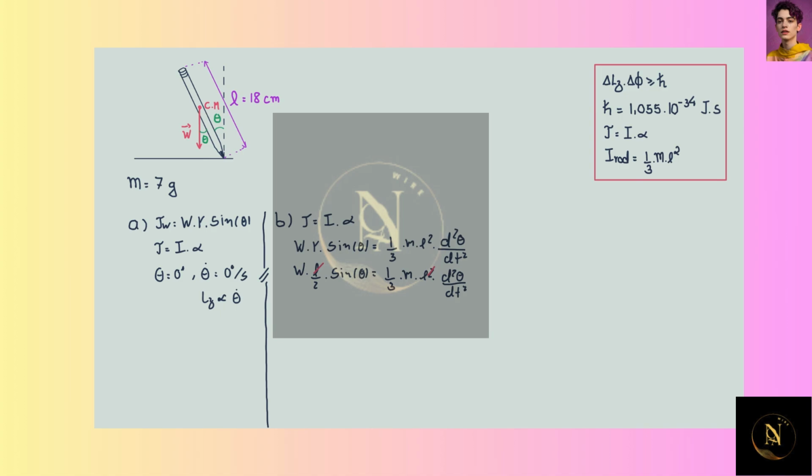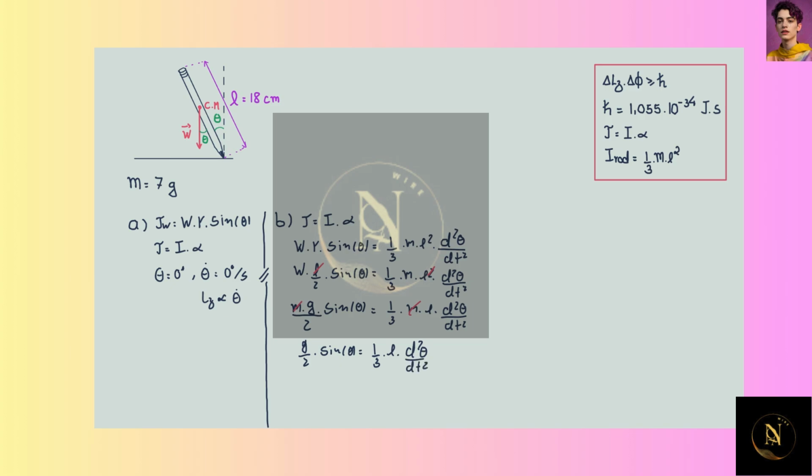Now, the weight force is given by the mass of the pencil times the acceleration of gravity. So we have m times g times the sine of theta divided by 2 being equal to 1/3 times m times L times d squared theta dt squared. And now we can simplify the masses on both sides. So the equation of motion is given by g over 2 times sine of theta equals 1/3 times L times d squared theta dt squared.